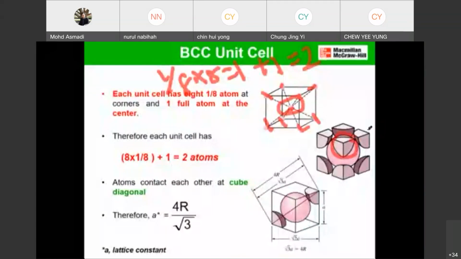This one is full. This one is at the corner, right? All at the corner. How about A, the lattice constant? Oh, sorry, the lattice constant or the radius.